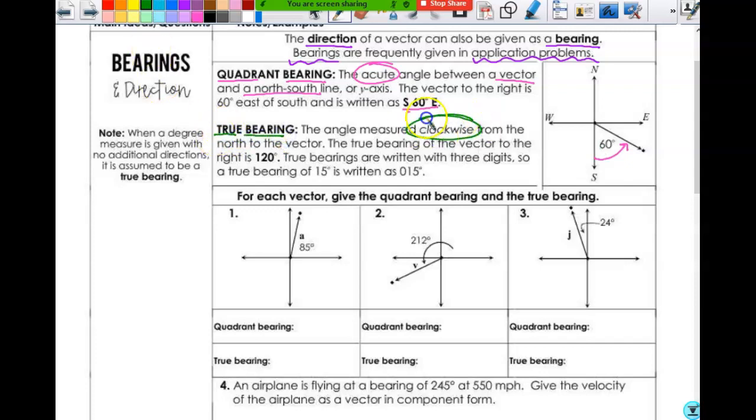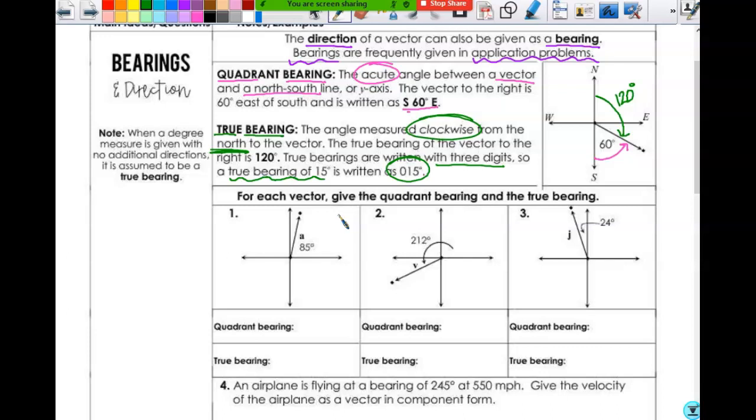So then true bearing. That angle is measured clockwise, always clockwise, from the north. So from true north, if it just says bearing and we don't have a south or east or whatever, we start at true north. So for this same vector, this is what we would measure in degrees, and that makes this 120 degrees. So it would just say a bearing of 120 degrees. One thing about true bearing that we didn't talk about before is that they're always written with 3 digits. So if you have a true bearing of 15 degrees, it's written as 015.